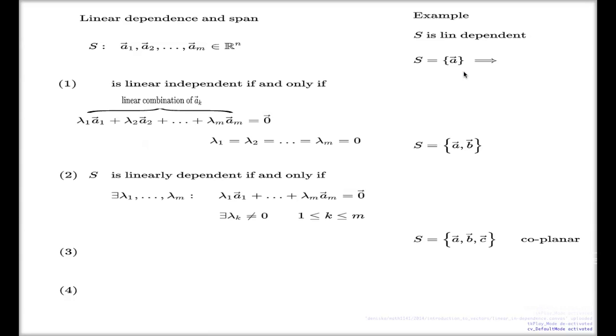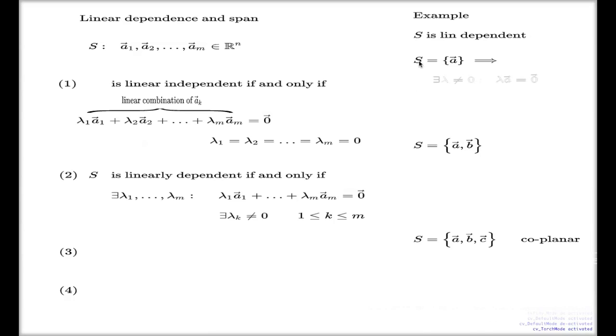Dependent. So yes, please. Vector A will be equal to 0. That's it. That's all there is to it. For the one vector, it's just linear dependence. It's either vector 0 or vector non-zero. I'll prove it to you.